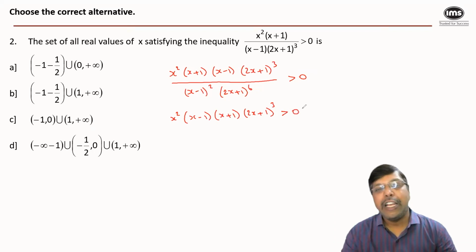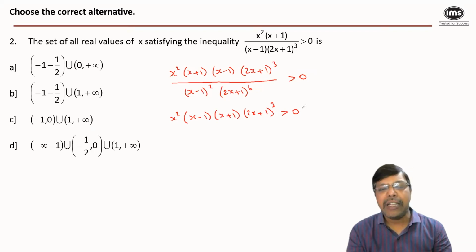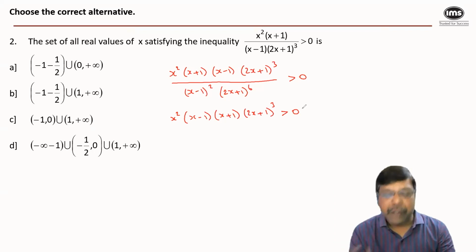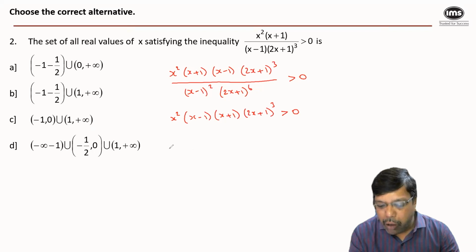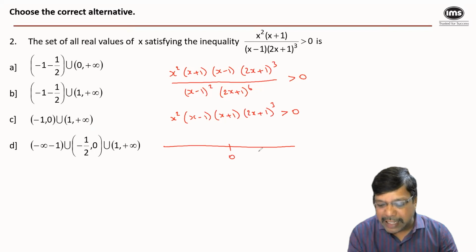Now let us look at all the critical points for x. Critical points are nothing but the roots of this expression, the values of x for which the expression becomes 0, because that is where essentially the graph intersects the x-axis. Now, if I draw a number line to plot these values, of course, x is equal to 0 is one value, x is equal to 1, x is equal to minus 1, and x is equal to minus 1 by 2.